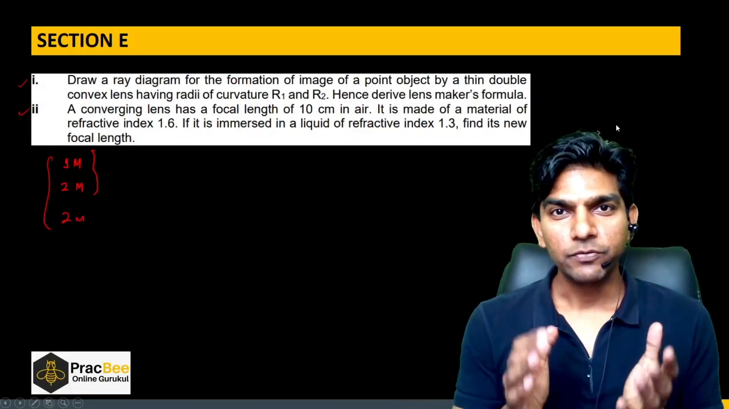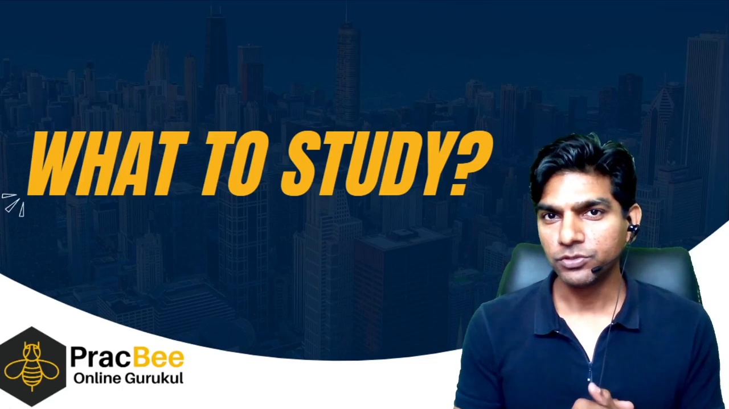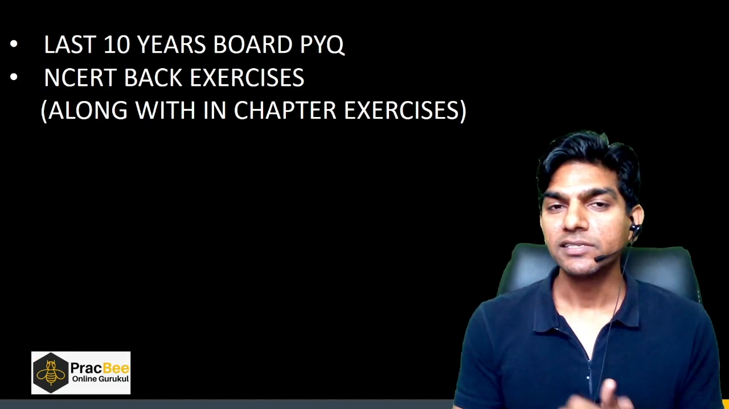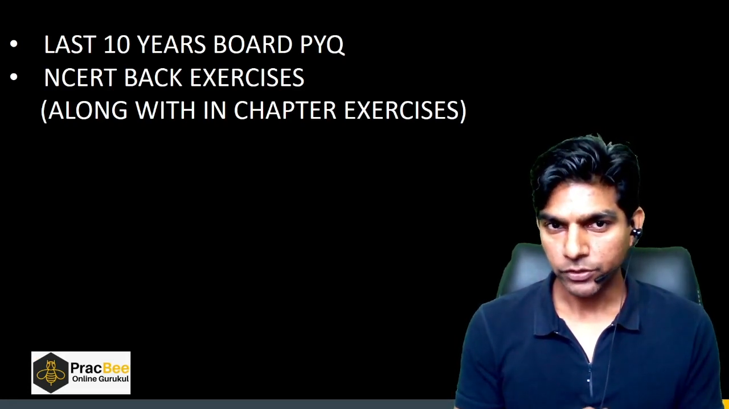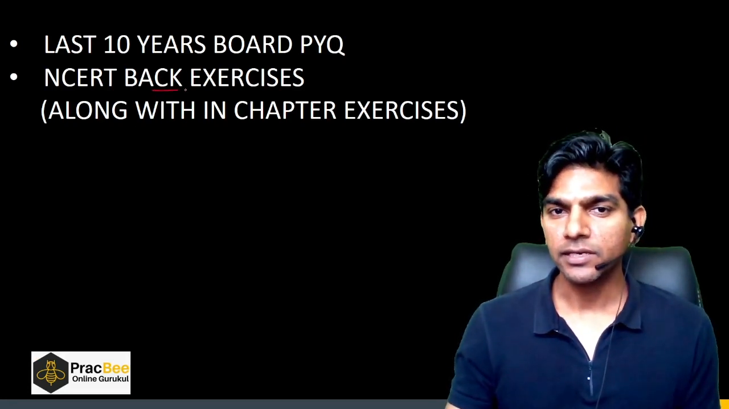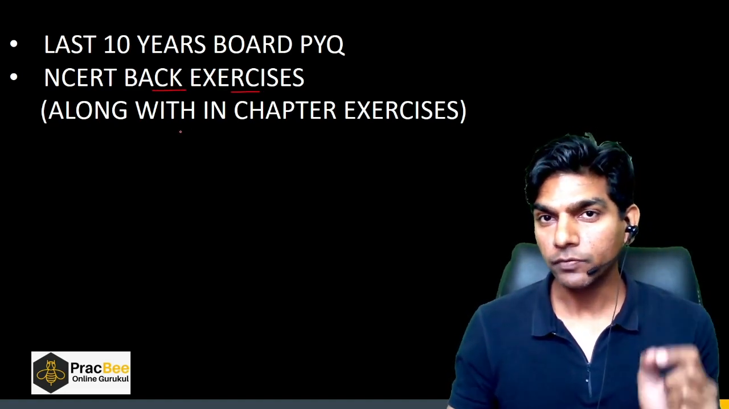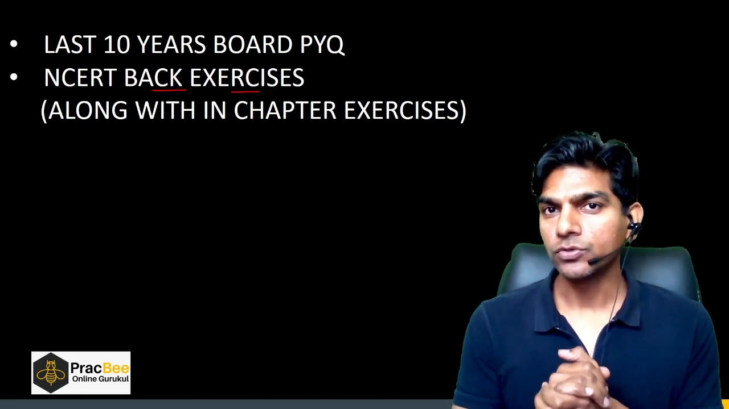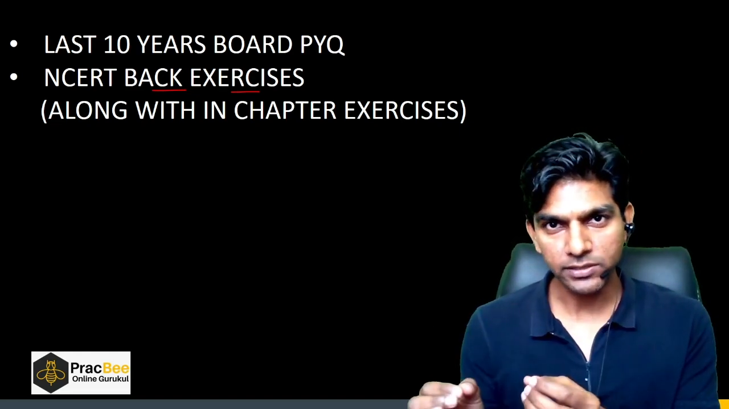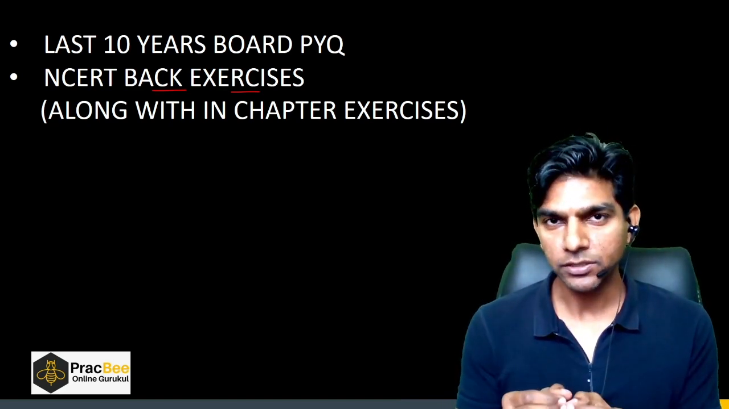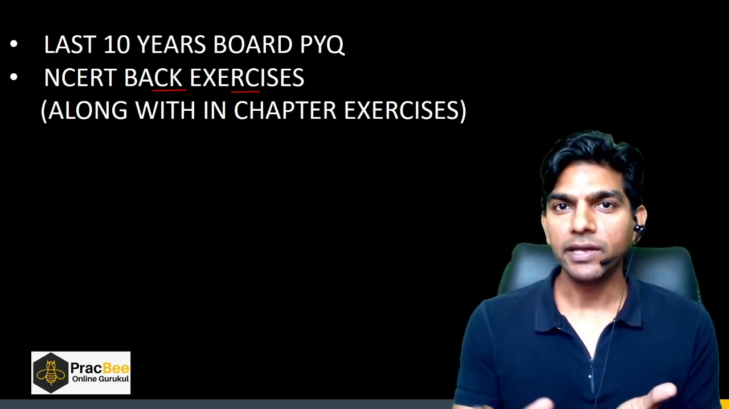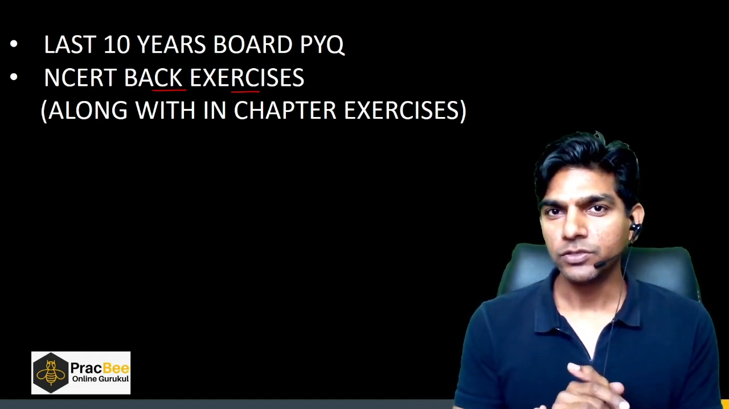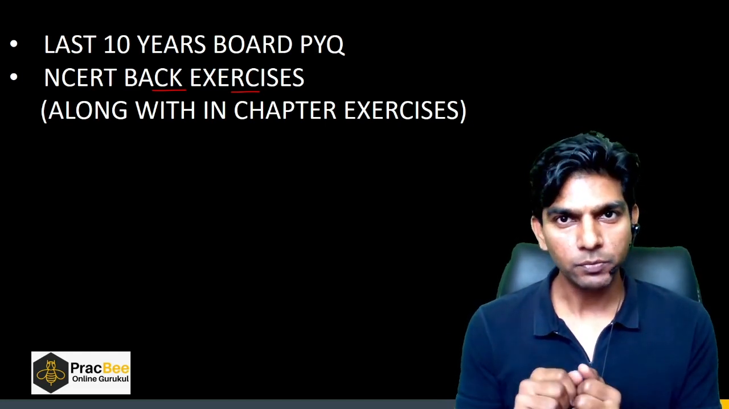Now you must be wondering what you should study to score above 90% marks. You should focus on the last 10 years of board exam PYQs, and do all the back exercises of your NCERT book along with the in-chapter exercises. If you do that much portion, you'll be able to score above 90% marks, because in board exams most of the questions are repetitive in nature, and you'll be able to cover all derivations if you go through the last 10 years' papers.